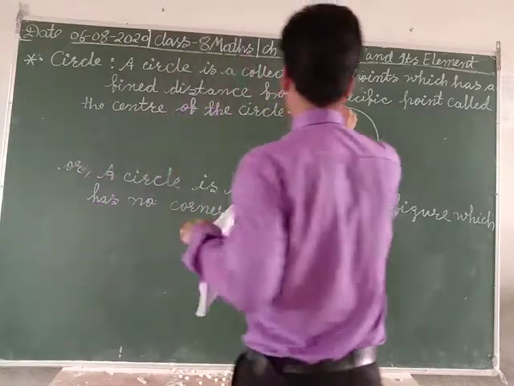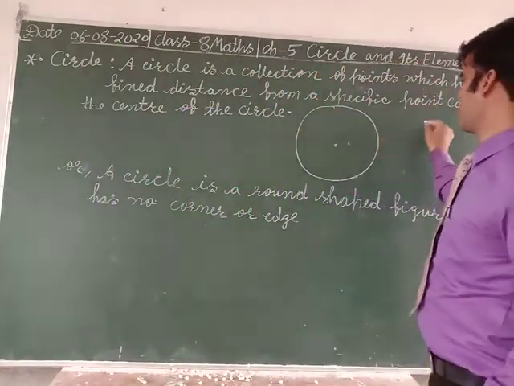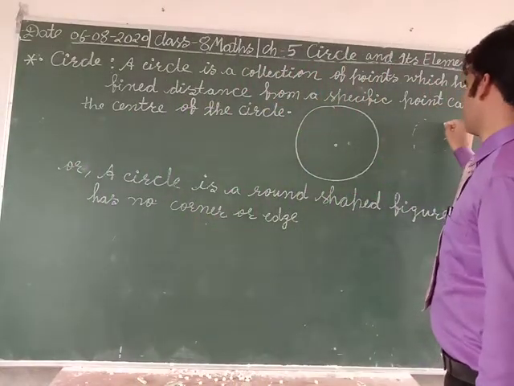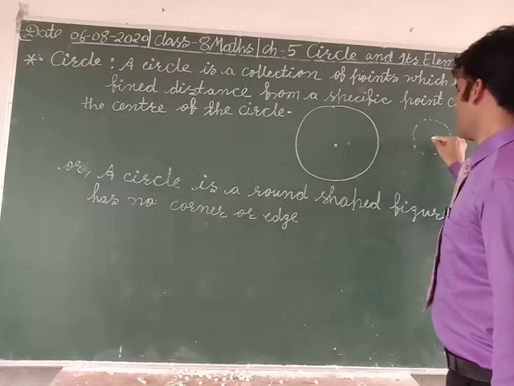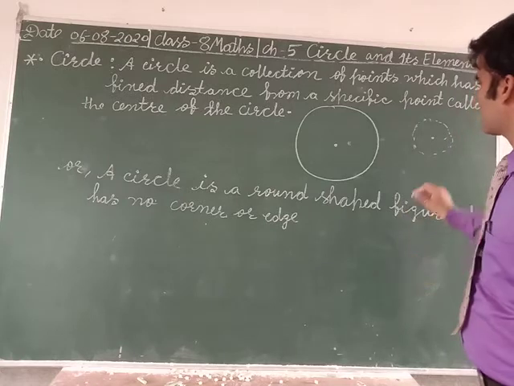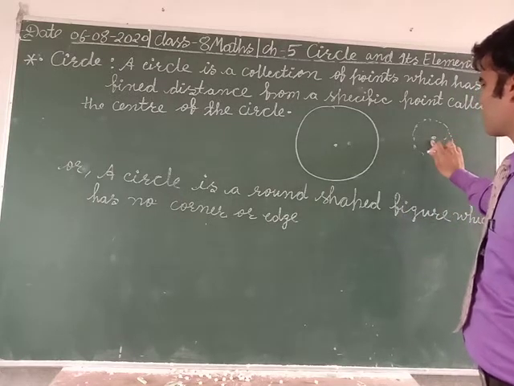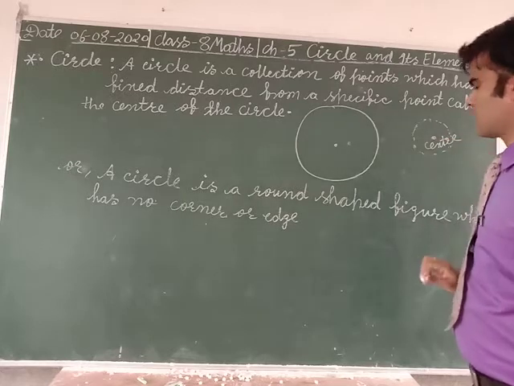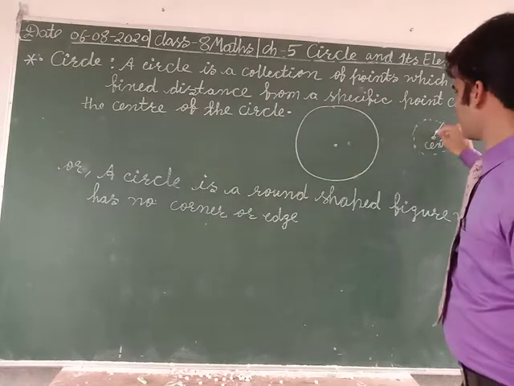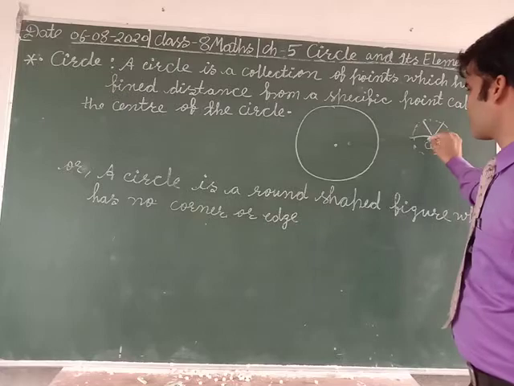जैसे आपको यहाँ पे क्या दिख रहा है? ये arc type से दिख रहा है, but actually it is a collection of points like this. And these all points have a fixed distance from a specific point. This is a specific point, and this is known as the center of the circle. So these all points have the fixed distance from this specific point.